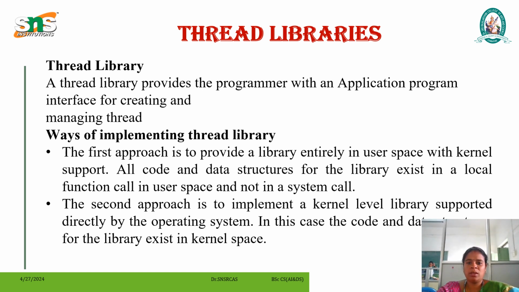The first approach is to provide a library entirely in user space with kernel support. All the code and data structures for the library exist in user space, with local function calls and not system calls. The second approach is to implement a kernel-level library supported directly by the operating system. In this case, the code and data structures for the library exist in kernel space. Invoking a function in the application programming interface for the library typically results in a system call to the kernel.